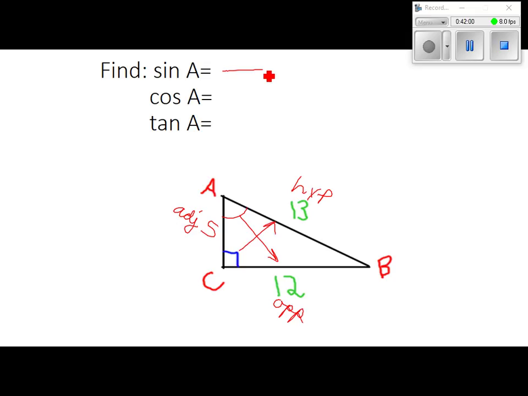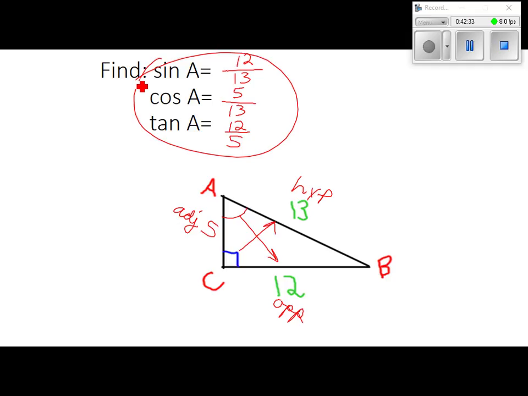Sine, the SO part, deals with which two of those? Opposite over hypotenuse. So what is that? 12 over 13. The cosine is the CAH part, 5 over 13. And the tangent is opposite over adjacent, the TOA part, 12 over 5. If that's all they want you to do, you just leave it that way. That's your answer. What's the sine of angle A? 12 over 13. That's your ratio.